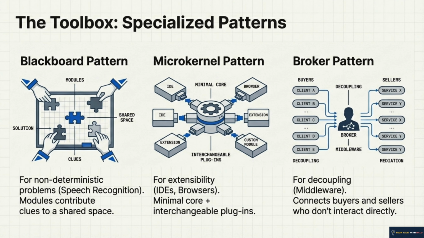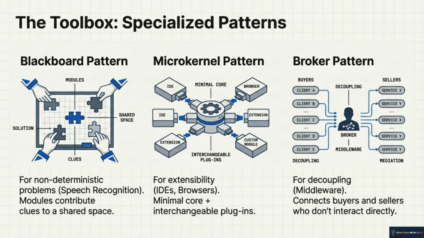Before we summarize, we need to open the toolbox. We've talked about the big structural stuff, but sometimes you have a very specific problem that requires a specialized tool. The Blackboard pattern. Imagine you are trying to solve a crime. You have a fingerprint expert, a DNA expert, and a witness. They don't talk to each other, they just pin clues on a shared blackboard. We use this for non-deterministic problems like speech recognition, where the solution emerges from combined clues.